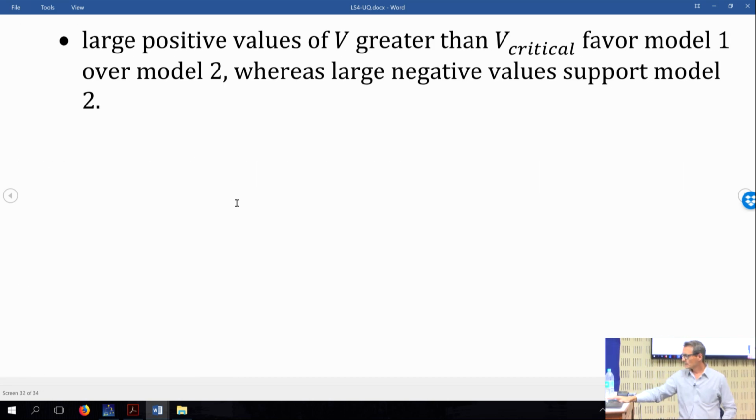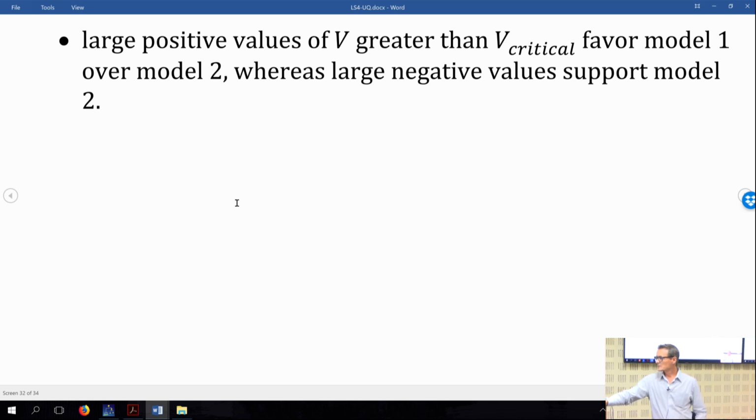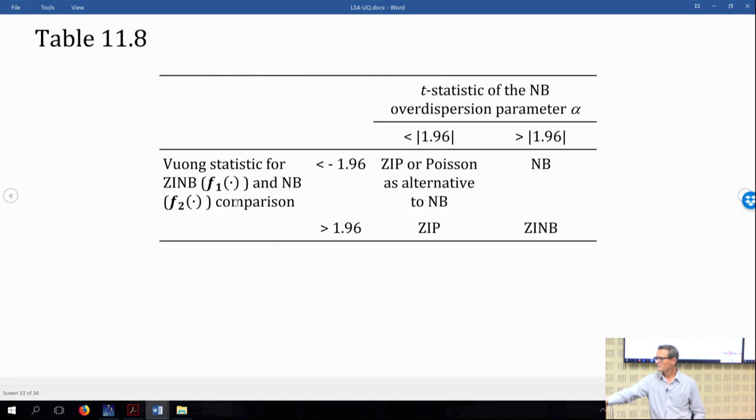Okay, so large values of V greater than the critical value of V favor model 1 over model 2, whereas large negative values support model 2. So there's the decision criteria for the Vuong statistic, and you can see that what we have are 4 different models to choose from: negative binomial, Poisson, zero inflated Poisson, and zero inflated negative binomial.